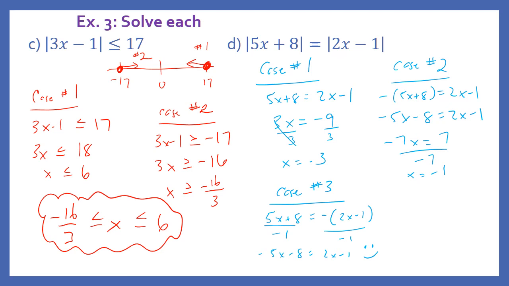And then case number 4 technically would be both negative versions, because we know absolute values, again, the simplistic idea is they become positive. So we can make negative 5x plus 8 equal negative 2x minus 1. Well, if you divide both sides by negative, two negatives make a positive. You're right back to case number 1. Don't have to worry about this one either.